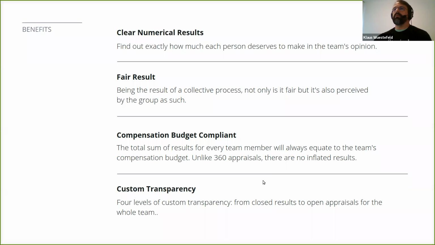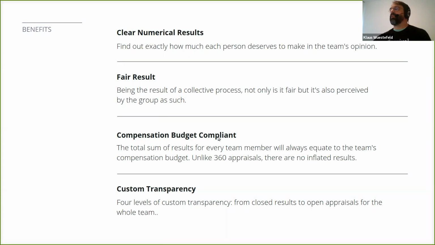So maybe in conclusion, the benefits of the process and the tool: clear numerical results, right? Finding out exactly how much each person deserves to make in the team's opinion. A fair result, being the result of a collective process. Not only is it fair, but it is also perceived by the group as such. Even if I'm not happy with the result, I know the result is fair. I know it's like 10 people appraising me. It's not one manager or two that don't know me well appraising me.